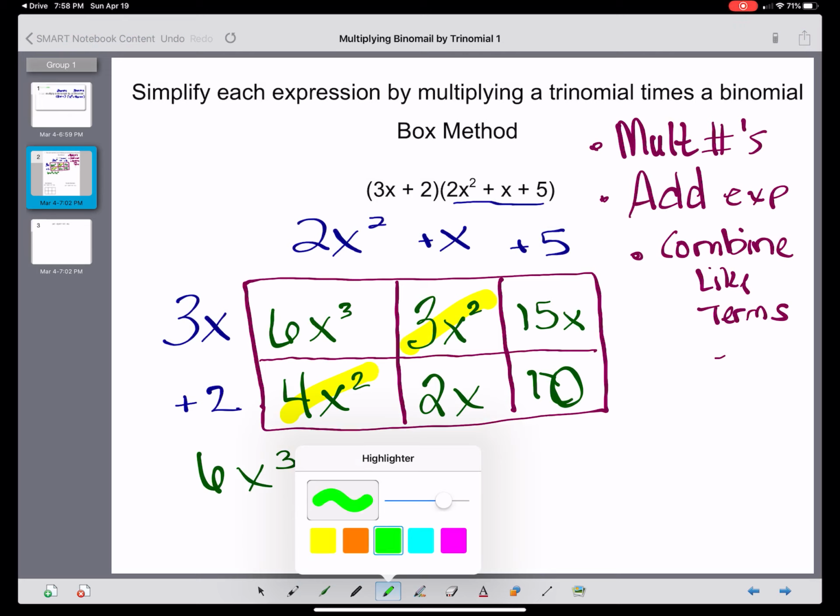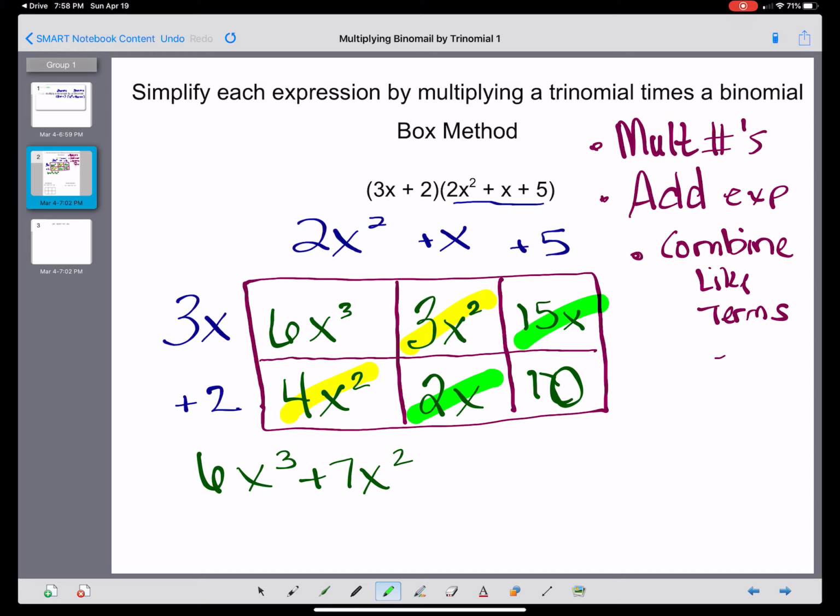All right, now we have x's. I have 2x and 15x. Well, what is 2 plus 15? That is 17x. And then at the bottom right hand corner we have a constant, which is 10. I can't add 10 to anything else, so I'm just going to write down 10. We started at the upper left hand corner, ended up at the bottom right hand corner. We just figured out what our like terms were, added the coefficients, and wrote our response down here.